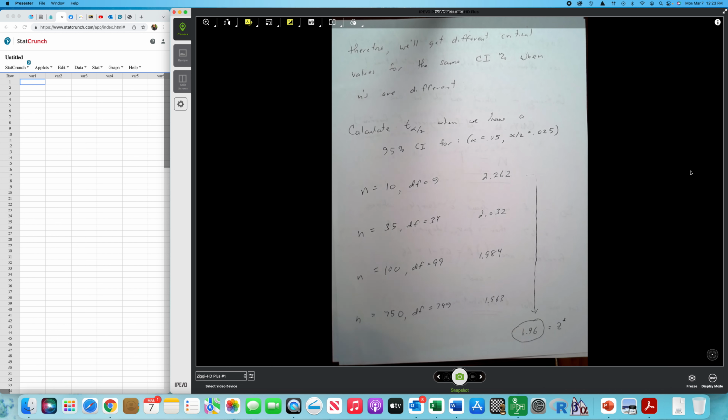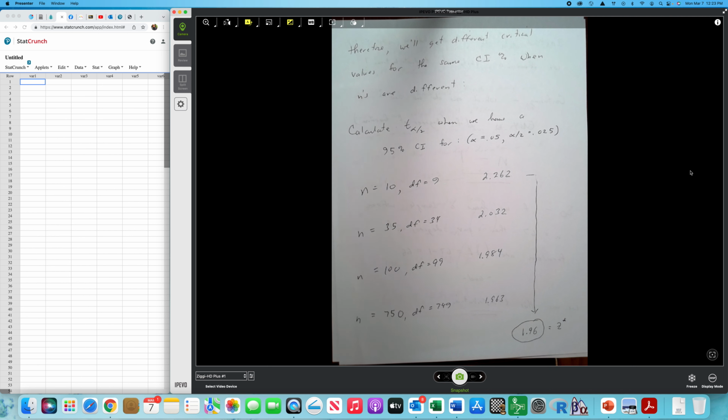So when our sample size is 10, our degrees of freedom will be 9. Our t critical is 2.262. When our sample size is 35, our degrees of freedom are 34. Our t critical is 2.032. When n is equal to 100, degrees of freedom 99, and so on and so forth.